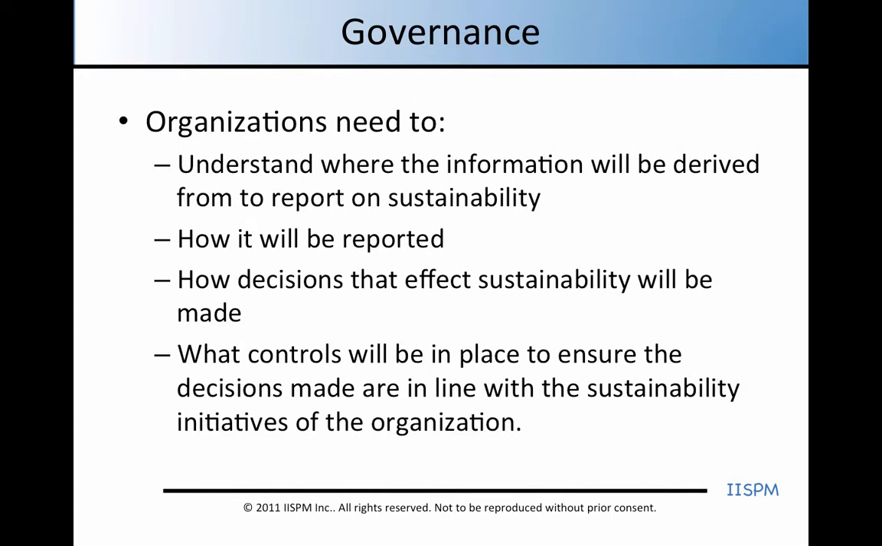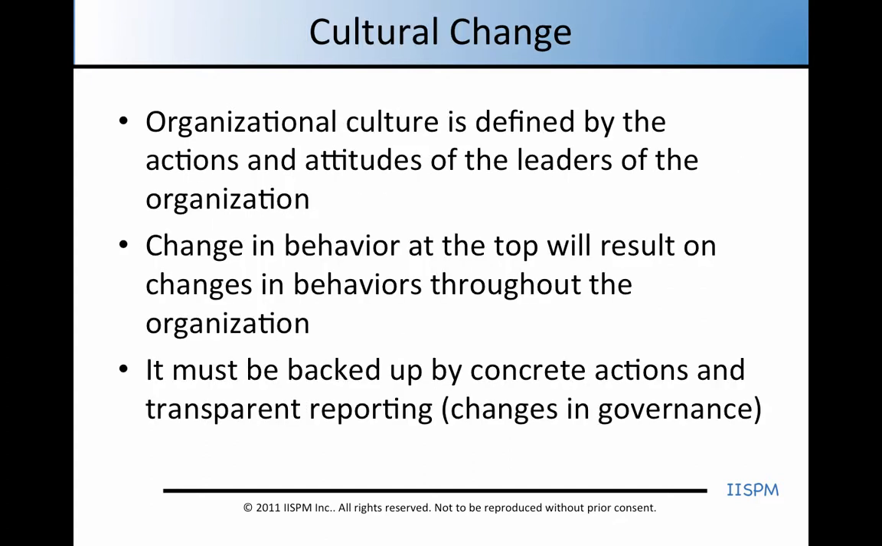The next level is, of course, governance. In order to govern any organization, any project, you have to have information, and you have to know where that information is going to be derived from, how it's going to be reported, how it affects sustainability targets that have been adopted by the organization, and what controls will be in place to ensure that decisions made within a project, within a delivery, are in line with the initiatives for sustainability of the organization.